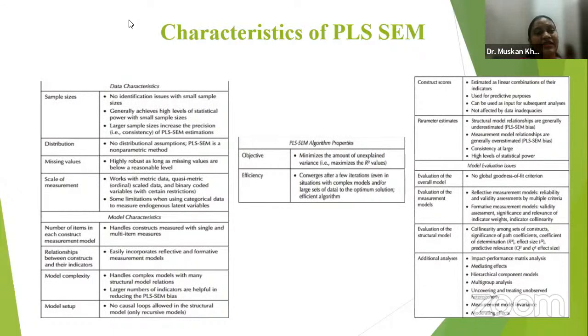In the PLS-SEM, we have two sorts of models. The first one is the measurement model, and the second one is the structural model. Both models are important to analyze, because in the measurement model we are trying to measure our model on the basis of reliability and validity. We also measure it on the basis of AVE, that is, average variance extracted.